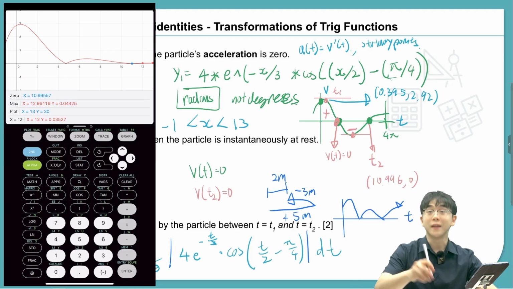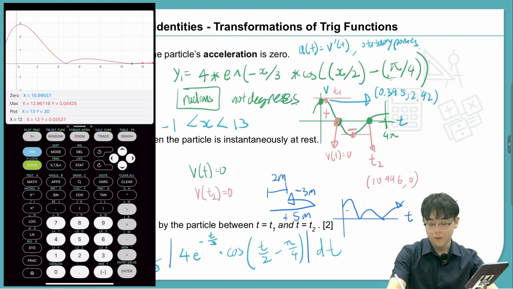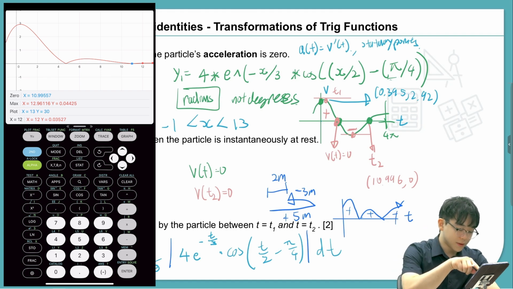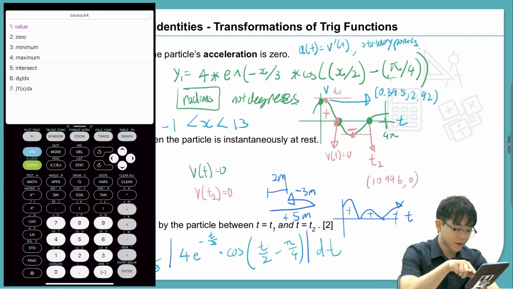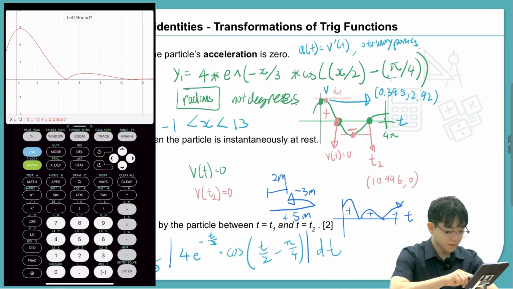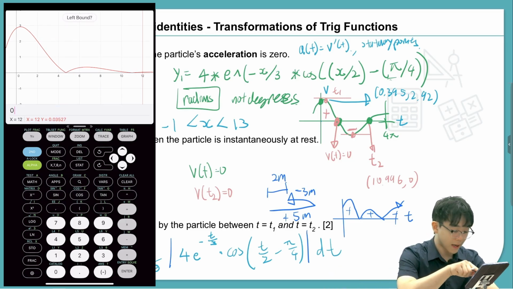So now we're going to find the area bound by this curve. So we're going to have positive, positive, positive areas. So let's go to second trace, and let's go to the last option, which is the integral sign. So we're going to find the integral from 0.395.